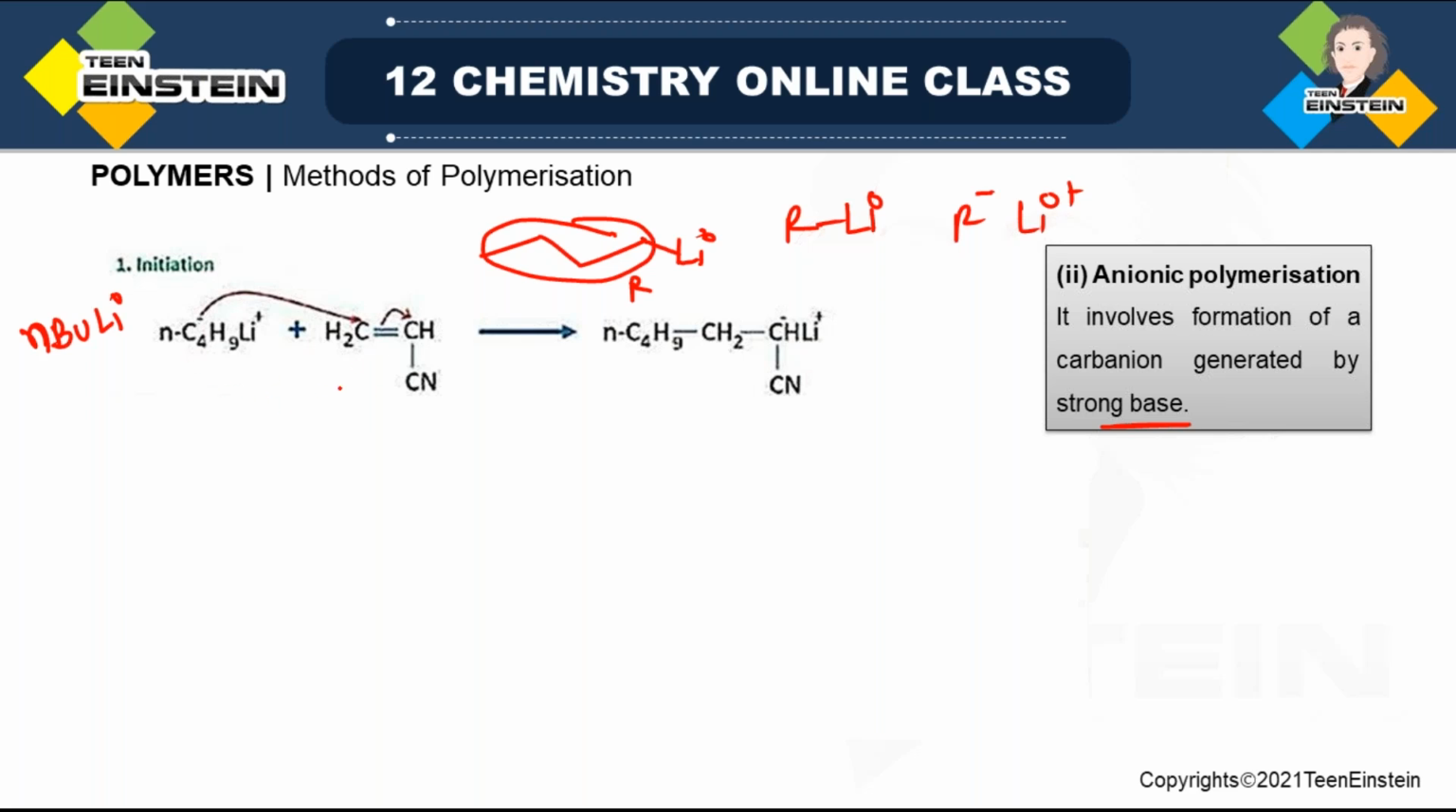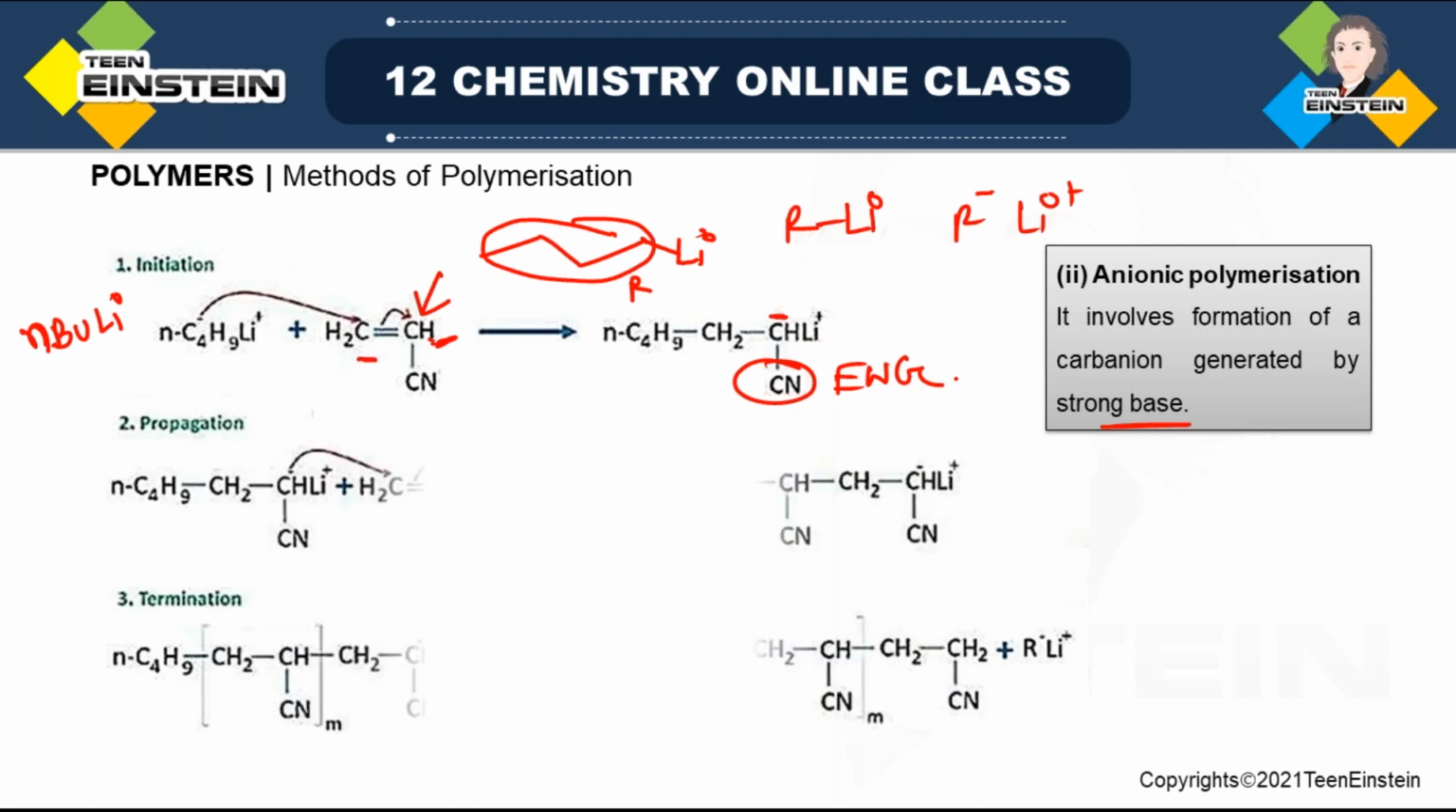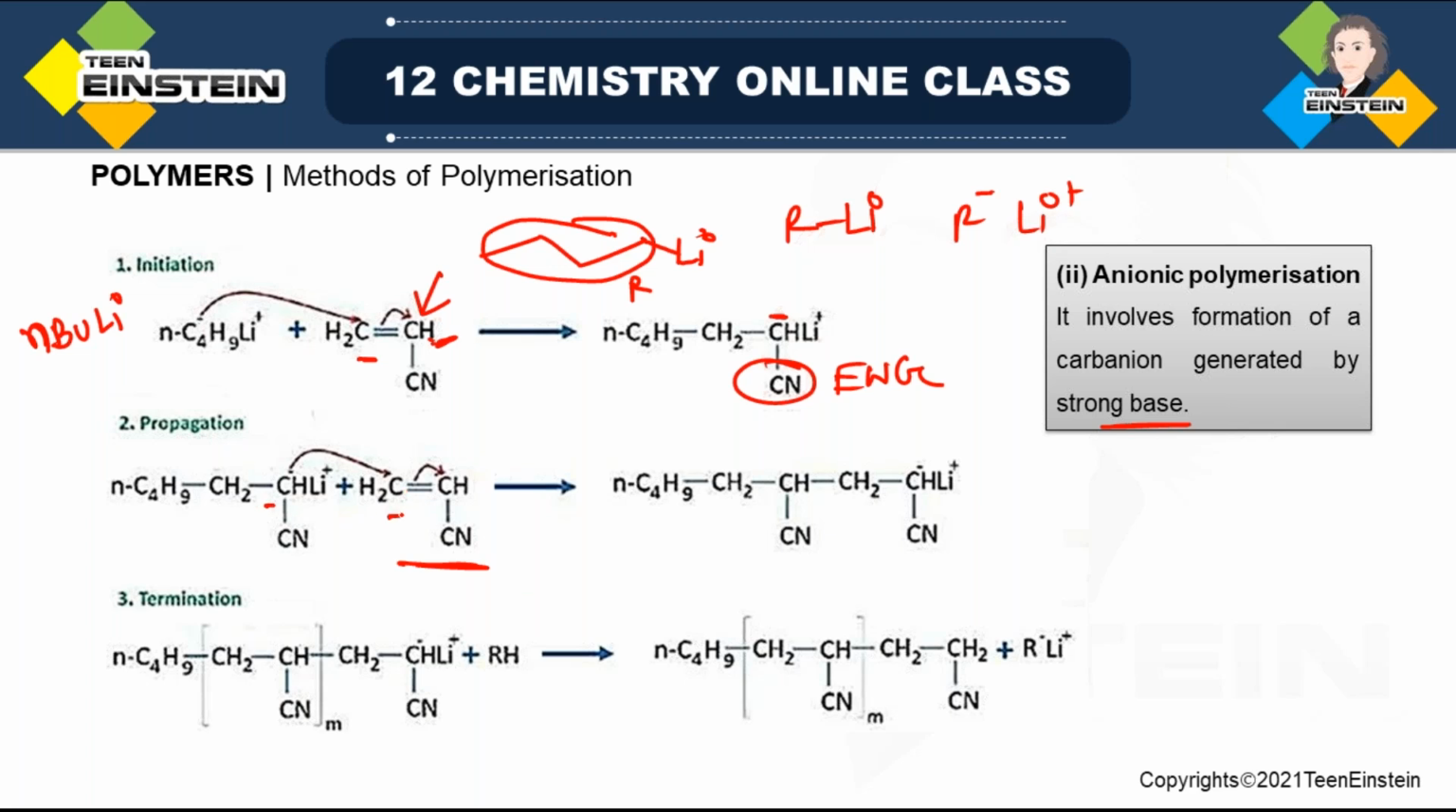This negative charge, which is very strong, will attack this carbon. As a result, negative charge will be generated on the second carbon. If you are wondering why it is not attacking the other one, that will not happen. If it attacked the left hand side carbon, the negative charge would be generated on the carbon where CN is attached. CN is an electron withdrawing group, so it stabilizes this negative charge. That is why it occurs in this way. Then propagation: another monomer is taken, and this newly generated negative charge attacks the CH2 again, and negative charge is generated next to the CN group, balanced by Li plus.